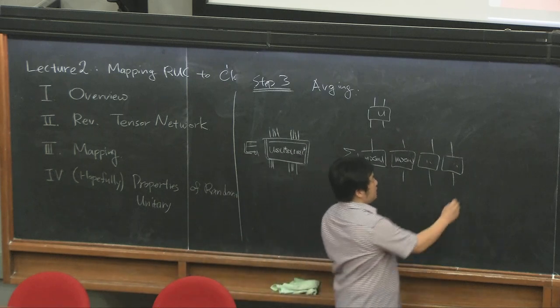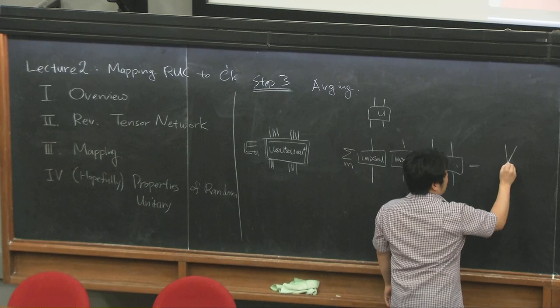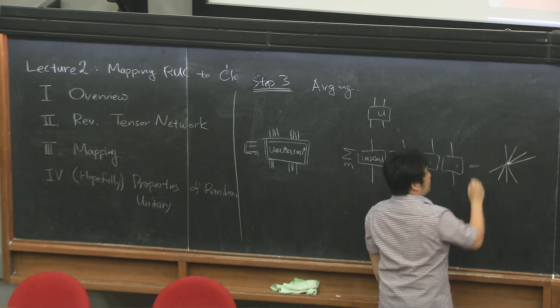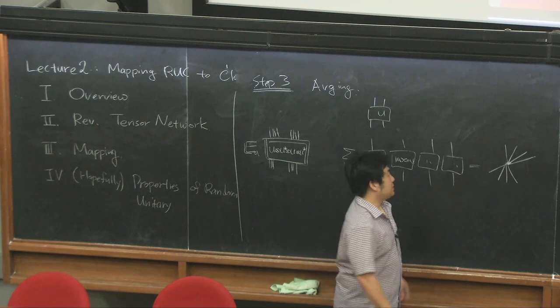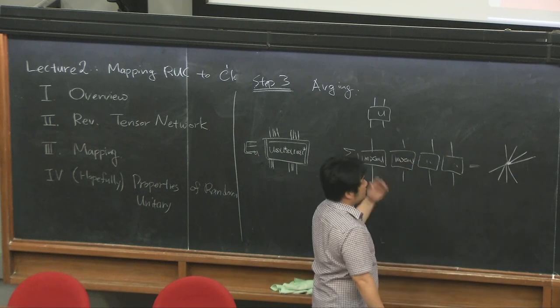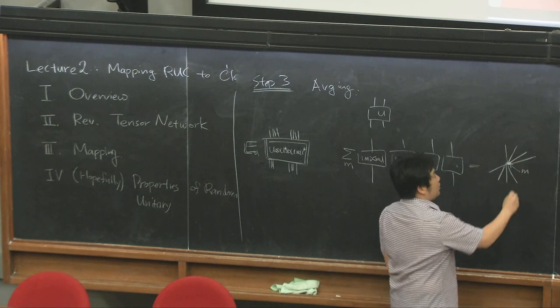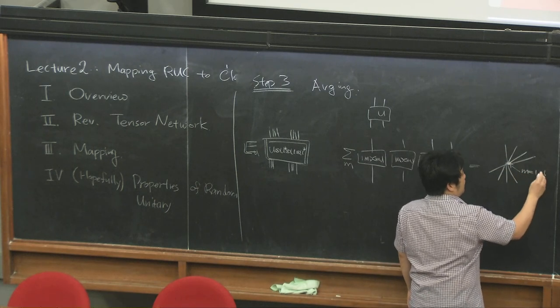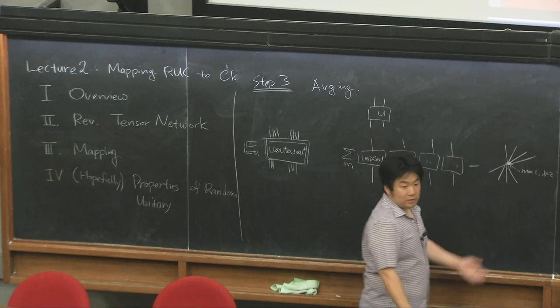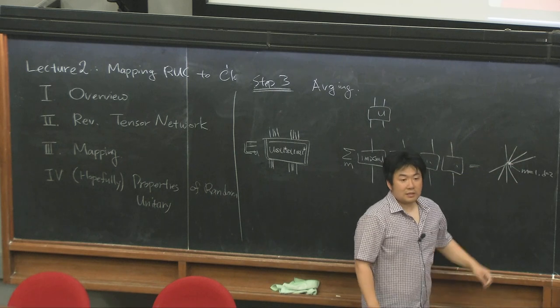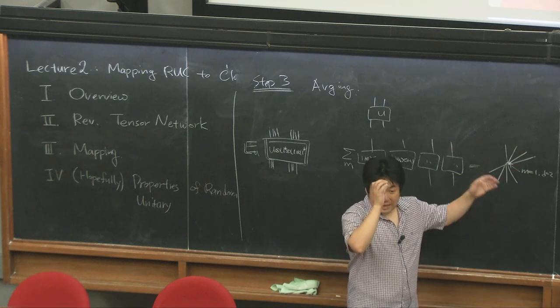And summing over M is basically an object that I'm going to draw like this. I define this object by this. There's one index m, and it runs from 1 through d. In our case, d equals 2, so it is 0 or 1. And whenever this is 0, all the indices have to be 0.